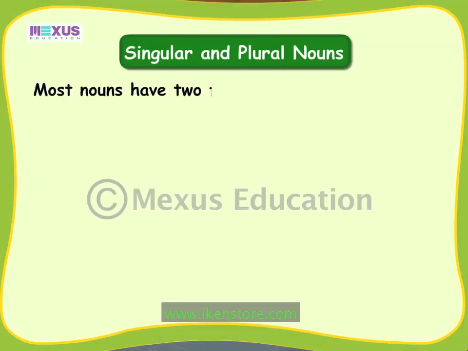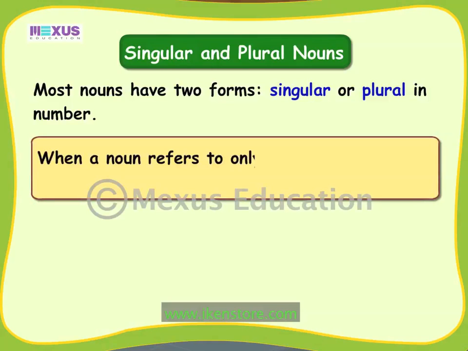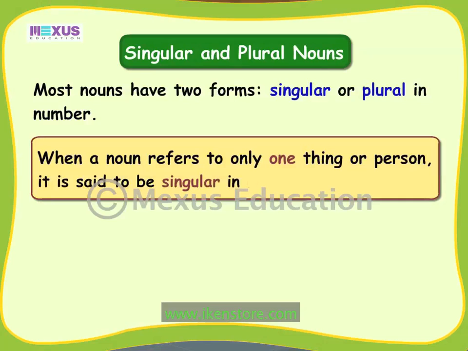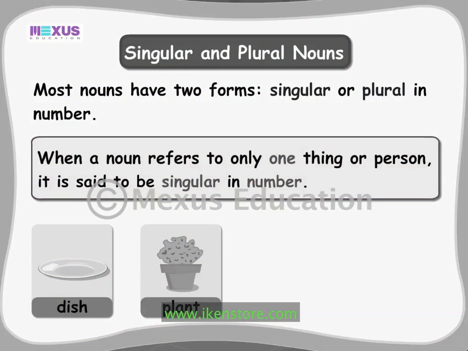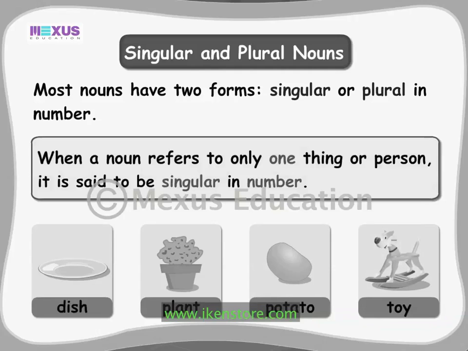Most nouns have two forms. Nouns can be singular and name one thing, or they can be plural and name more than one thing. When a noun refers to only one thing or person, it is said to be singular in number. For example, dish, plant, potato, and toy are nouns that are singular in number. They refer to only one thing.